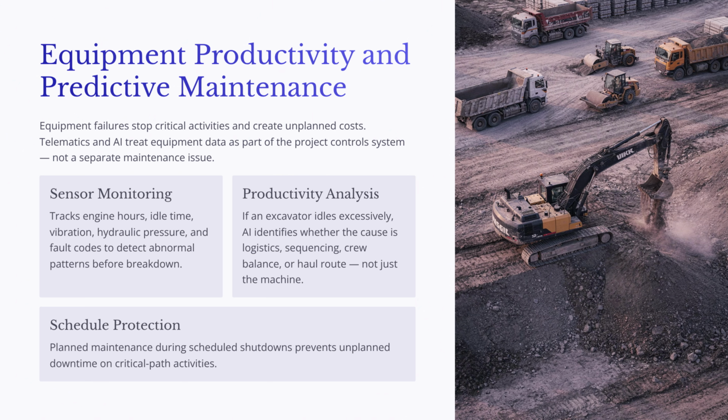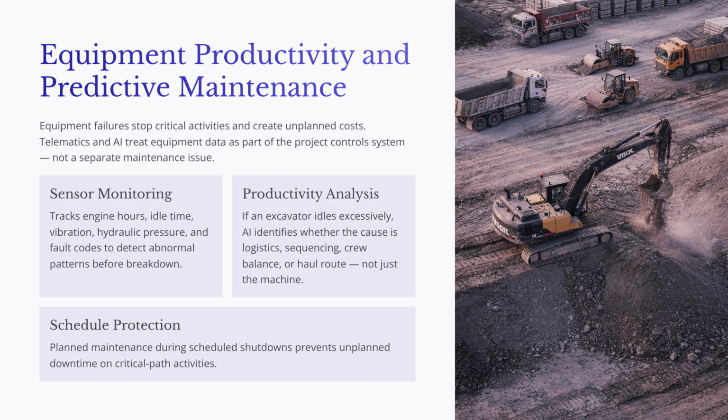For example, a crane, excavator, loader, or concrete pump may begin showing unusual vibration, heat, or operating cycles before a breakdown occurs. If the system detects the problem early, maintenance can be scheduled during a planned shutdown rather than during a critical path activity.